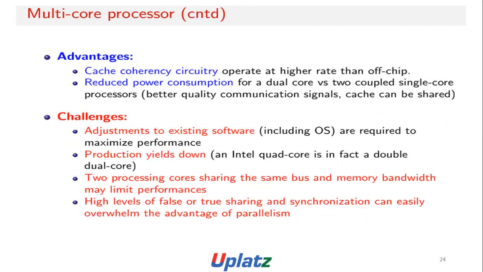Multicore processor advantages: cache coherency circuitry operates at a higher rate than off-chip, reduced power consumption for a dual core versus two coupled single core processors, better quality communication signals, and cache can be shared. Challenges: adjustments to software, including the OS, are required to maximize performance. Production yields go down. An Intel quad core is in fact a double dual core. Two processing cores sharing the same bus and memory bandwidth may limit performance. A high level of cache or core sharing and synchronization can easily overrun the advantage of parallelism.